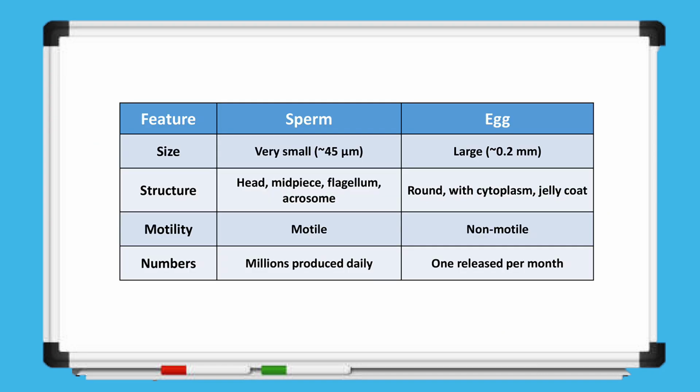Also, let us look at this comparison in a clearer way using a simple table of features. In terms of size, the sperm is very small, about 45 micrometers, while the egg is much larger, around 0.2 millimeters. For structure, the sperm has a head, midpiece, flagellum, and acrosome, whereas the egg is round and contains a large amount of cytoplasm surrounded by a jelly coat. Looking at motility, sperm cells are motile and can move, while egg cells are non-motile and remain in place. In terms of numbers, males produce millions of sperm cells every day, while females usually release only one egg each month.